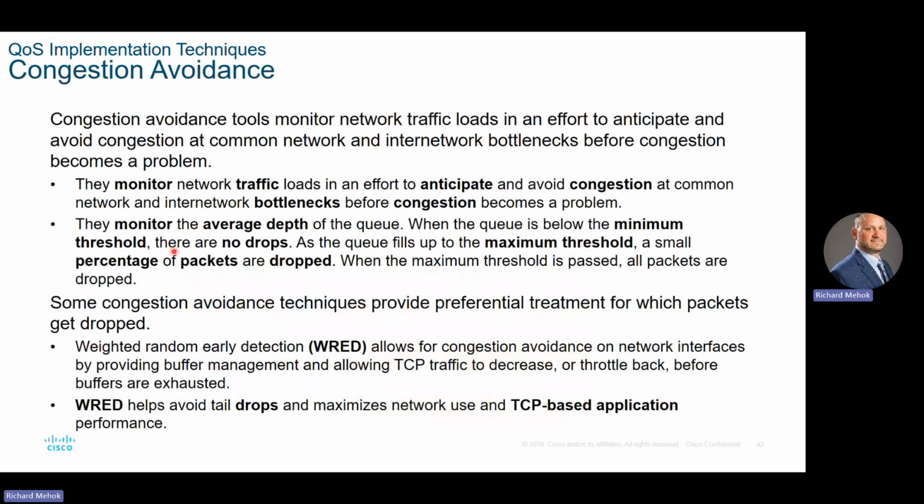So to avoid congestion, we want to monitor traffic and anticipate congestion. Our bottlenecks are our biggest problem for congestion. We're going to monitor the average depth of the queue. If it's below the minimum threshold, no drops. If it's at the max threshold, a small percentage of packets are dropped. And then when the maximum threshold is passed, all packets are dropped. So we never want that queue to fill up. I think that's one of our hacks we can work on. To avoid congestion, you're going to use WRED, Cisco proprietary, and it helps avoid tail drops in TCP-based applications.